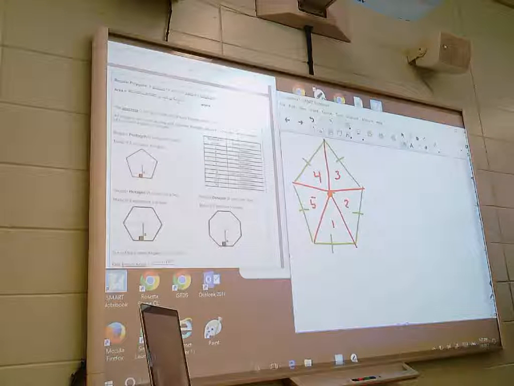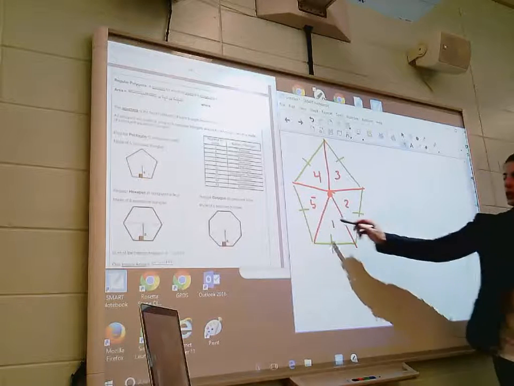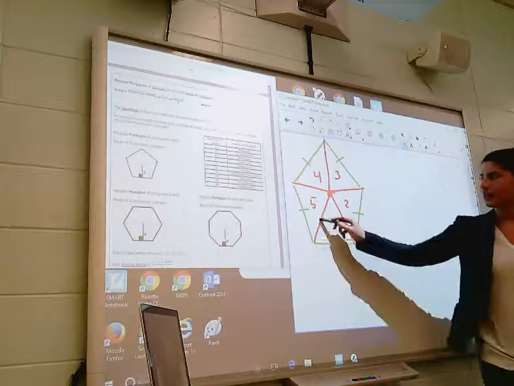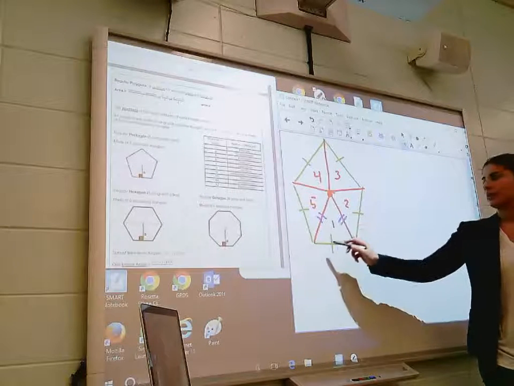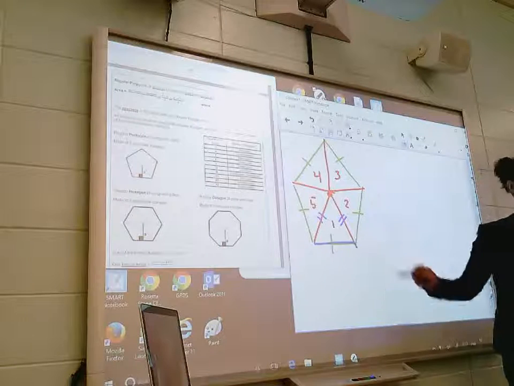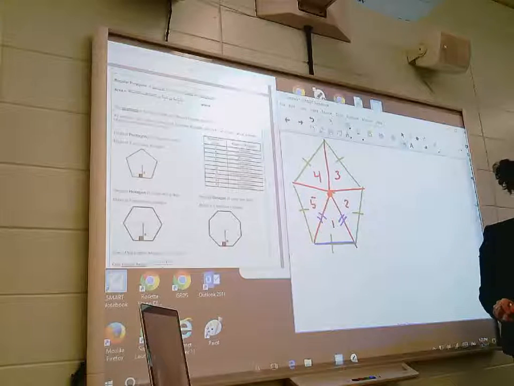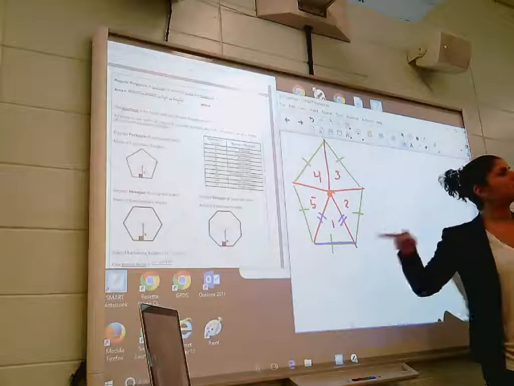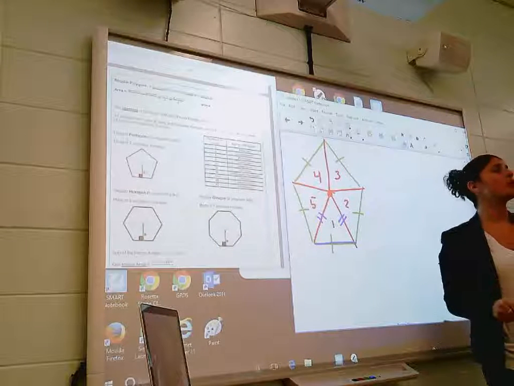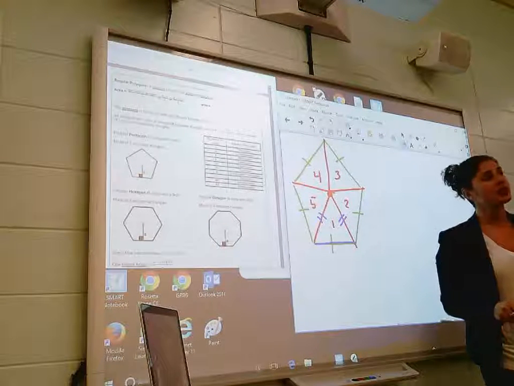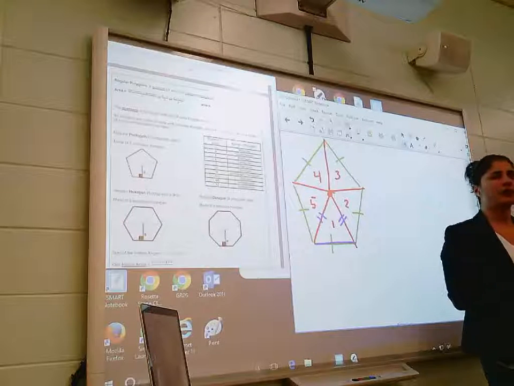A nice isosceles triangle, where these two sides, guys, check it out, these two are the same, but not the base. And they're all going to be isosceles triangles except for one, and that's the hexagon. But I'm going to deal with that later.